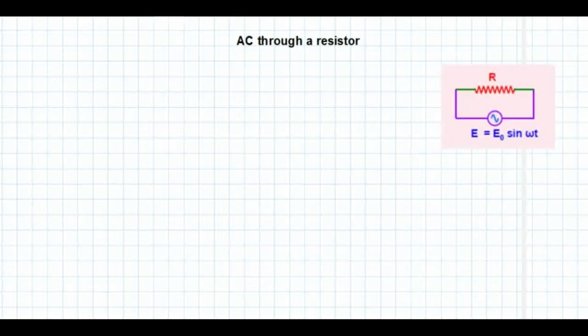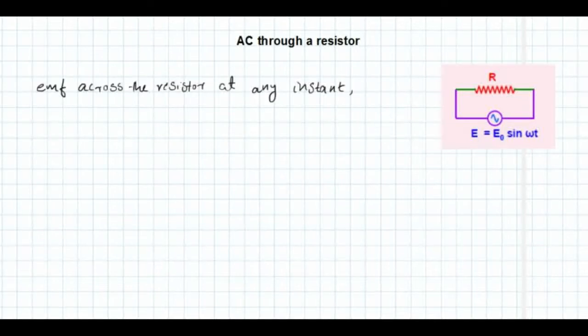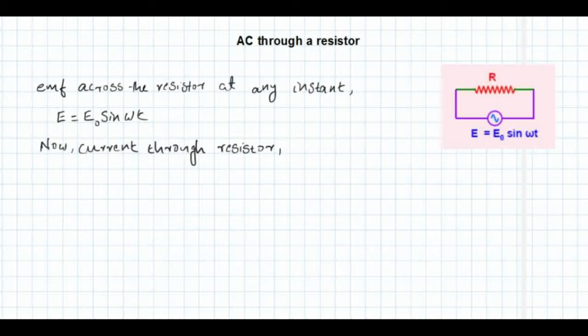Here we have a resistor which is connected to an AC source. This is the symbol of AC source. And from the AC source, the EMF at an instant is E is equal to E0 sin omega t. This we have discussed in the last class. So at an instant, the EMF E is equal to E0 sin omega t. Then what is the current through the resistor?